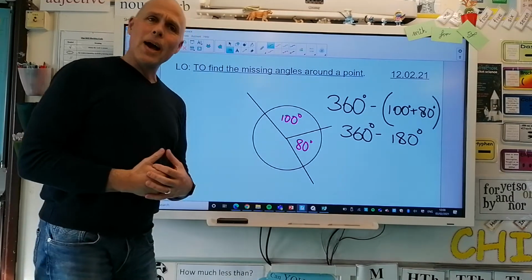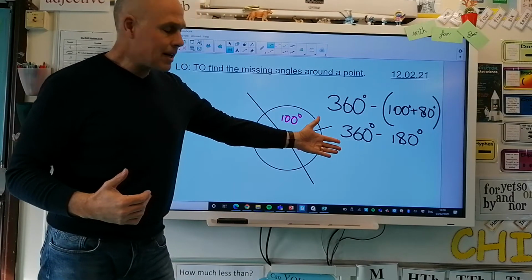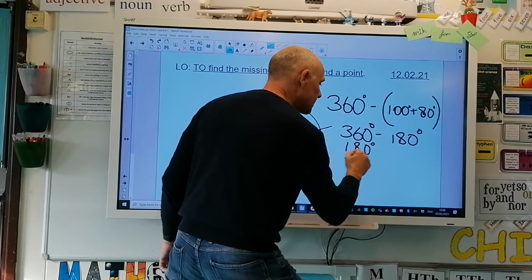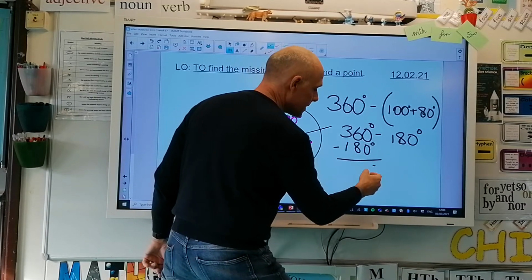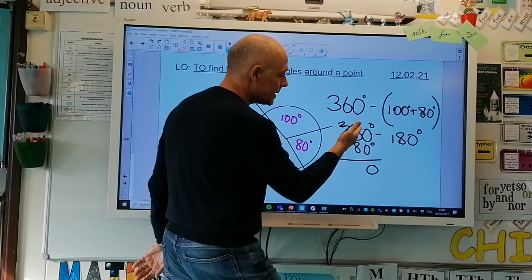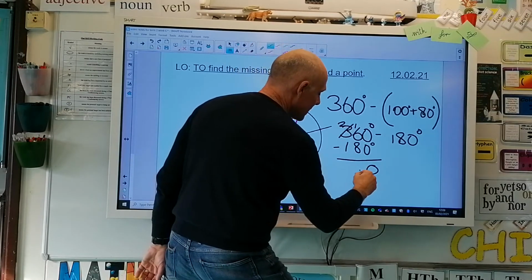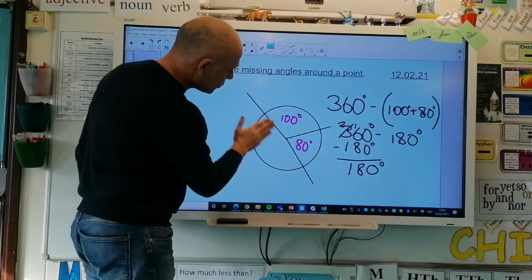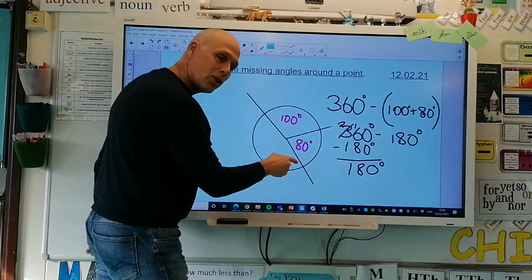If you need to do a standard written method, do. I'm going to do one now. 360 subtract 180. 0 from 0, 0. 8 from 6, we can't do. Exchange. 16 subtract 8 is 8. 2 subtract 1 is 1. So actually that should be 180 degrees. It doesn't look it, does it?